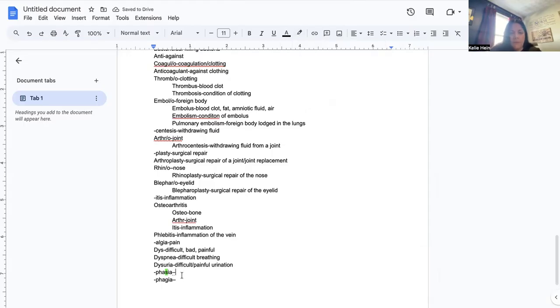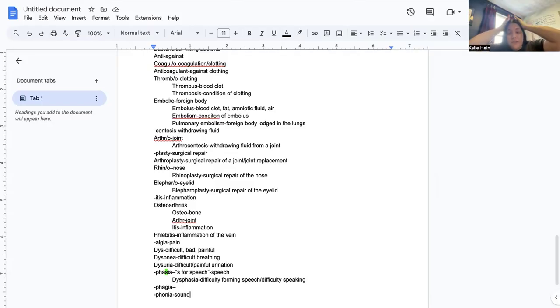S for speech. Okay. So phasia with an S is speech. So if someone has dysphasia, it would be difficulty forming speech or difficulty speaking. Okay. But it's speech itself. It doesn't have anything to do with sound, guys. Phonia is sound, okay? So if someone had dysphonia, that would be difficulty producing sound, not difficulty producing speech. It is not the same thing, okay?